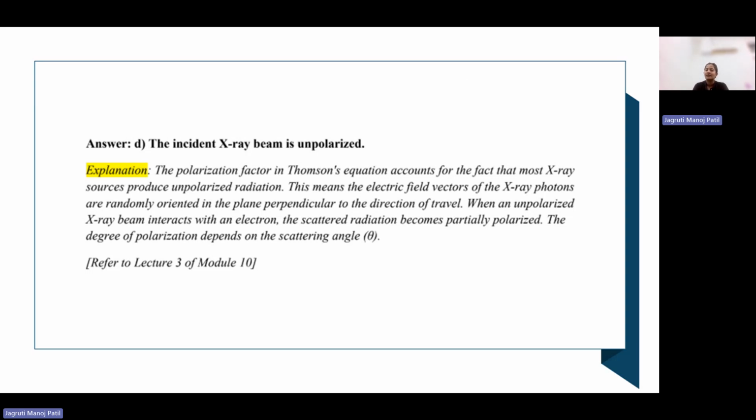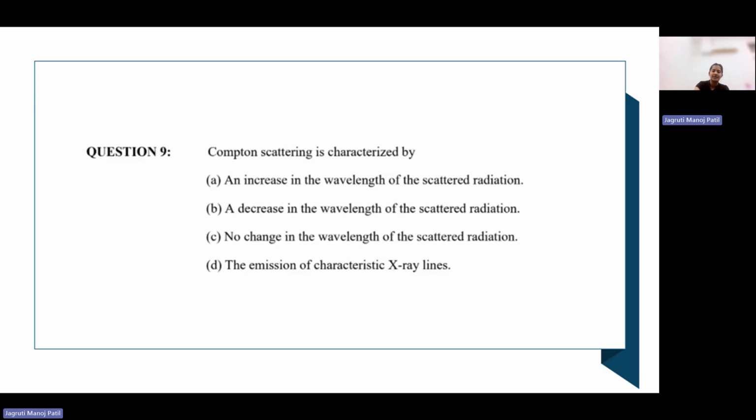This means that the electric field vectors of the X-ray photons are randomly oriented, so the dipoles don't have an exact direction. When an unpolarized beam interacts with an atom and then scatters, only then does it get polarized and get a direction, right? And after that, the angle of polarization and everything will depend on the scattering angle itself.